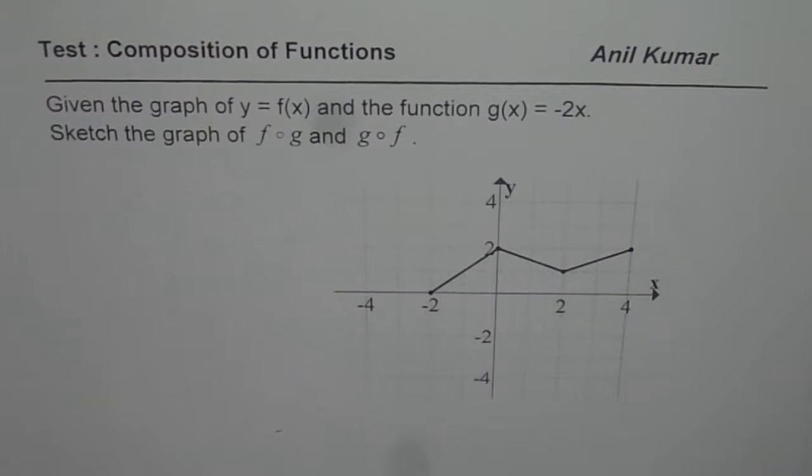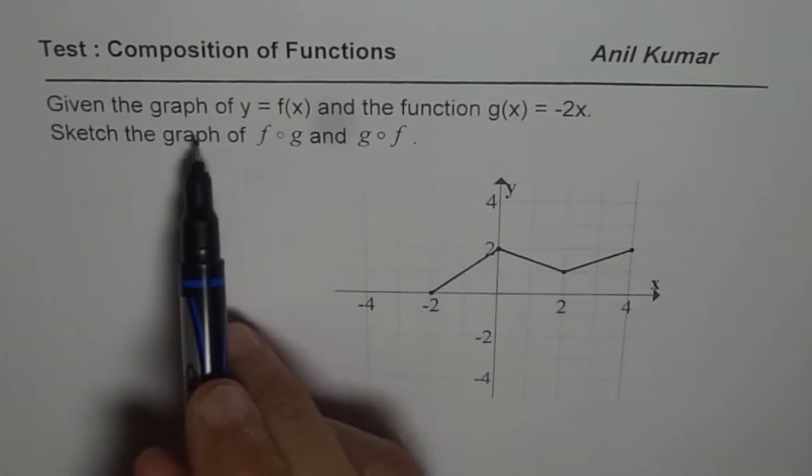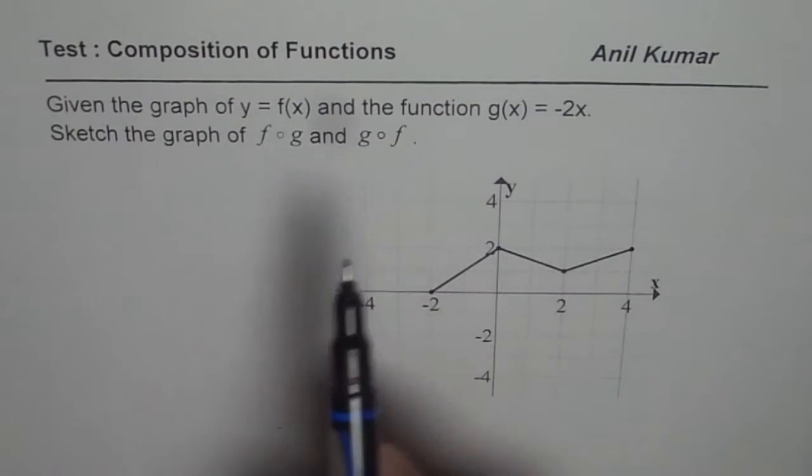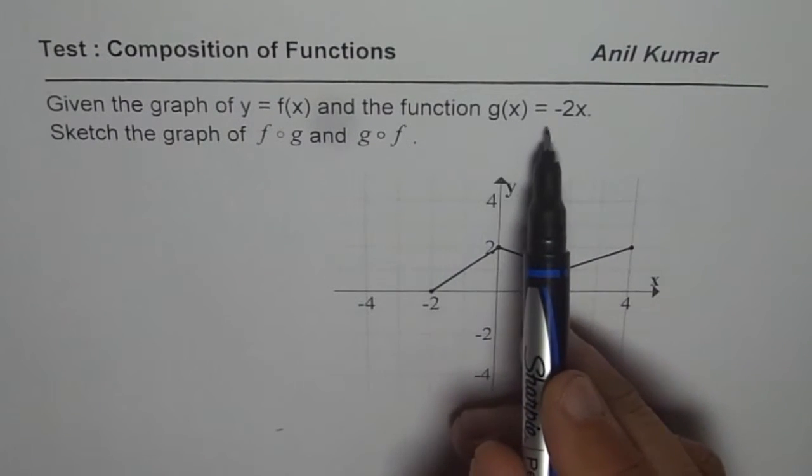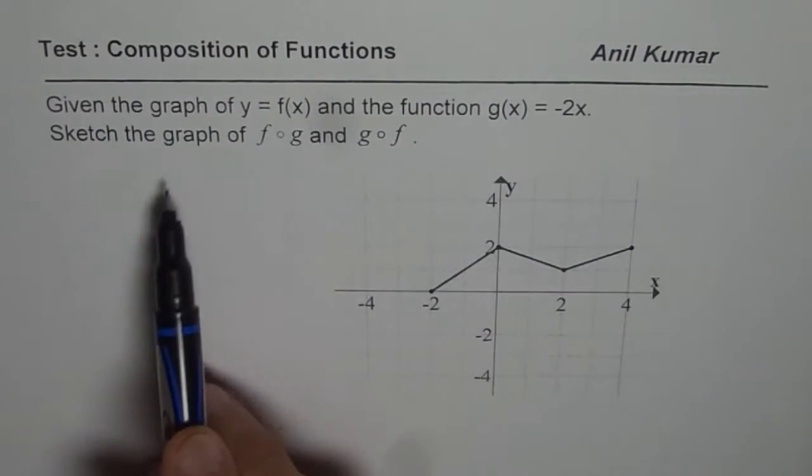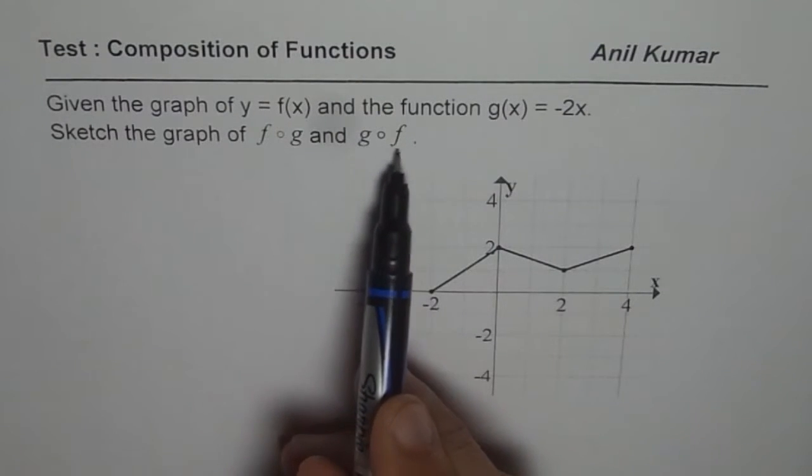I'm Anil Kumar, and with the help of a few examples, I hope I will be able to show you how composition of function affects the graph of a function, right? So here the question is, given the graph of y equals f of x and the function g of x equals minus 2x, sketch the graph of f of g and g of f.